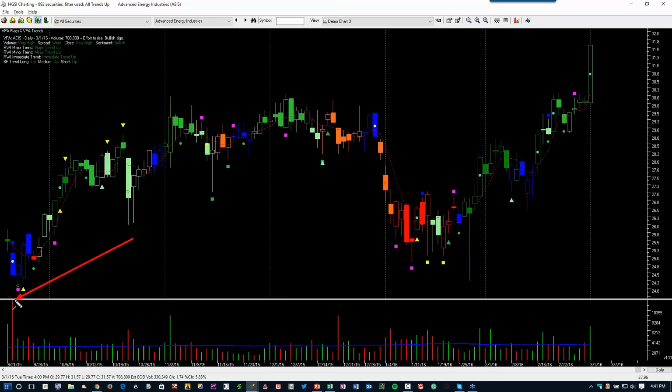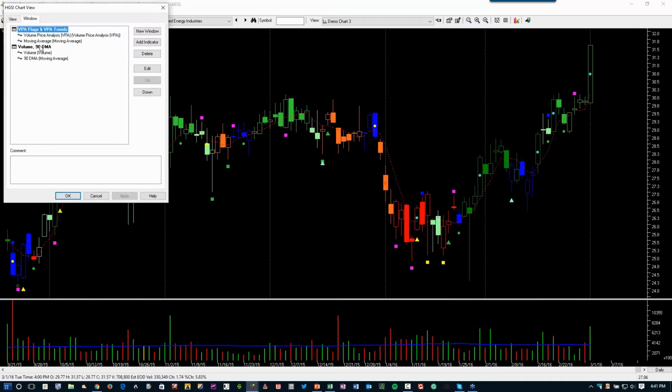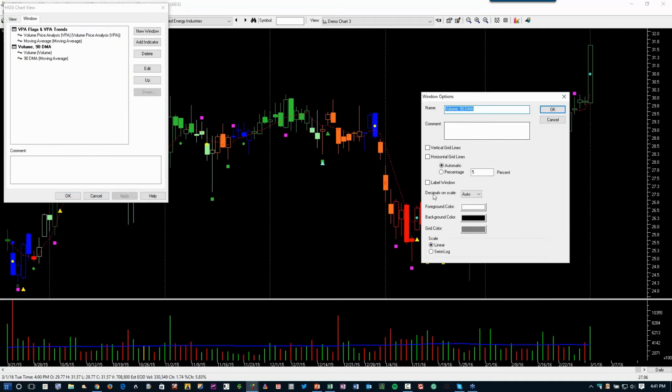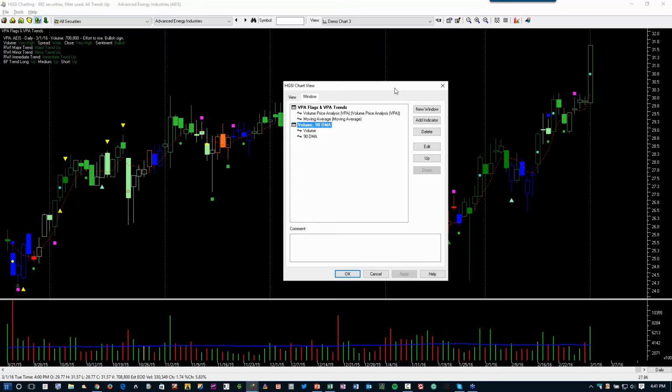So you can see in a view. Bring up that view again, Ron. Okay, see, I took it off, Matt, and the label's gone. So hit the pencil and bring up the edit view. So inside the view, now go back one, close that window. I want to bring the label back. Okay. All right. So in this one, you can see Windows have the little icon that looks kind of like a window, and then under it are indicators, and those have a little icon that looks like an indicator. And so in this view, we have two windows. There's the VPA flags and VPA trends, and then there's the volume 90-day moving average.